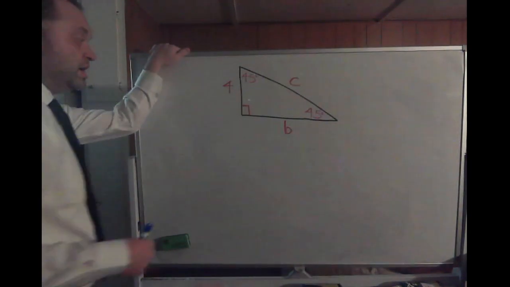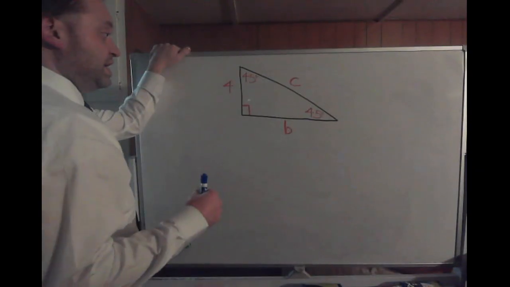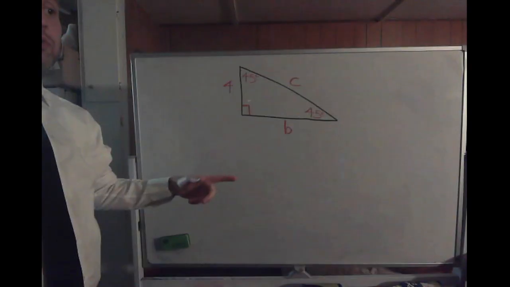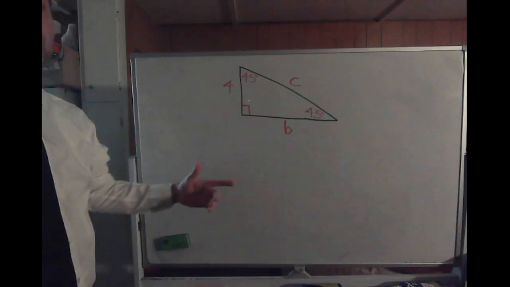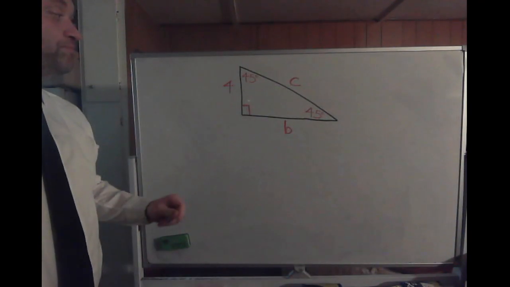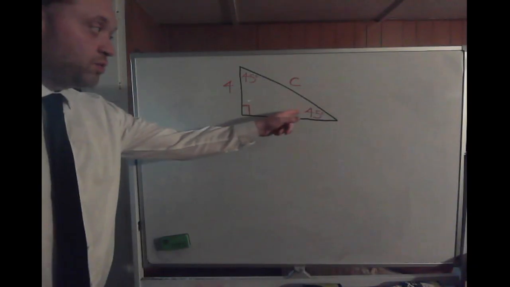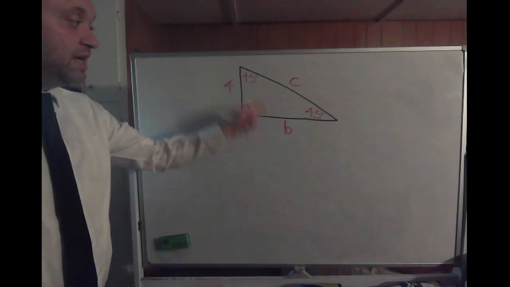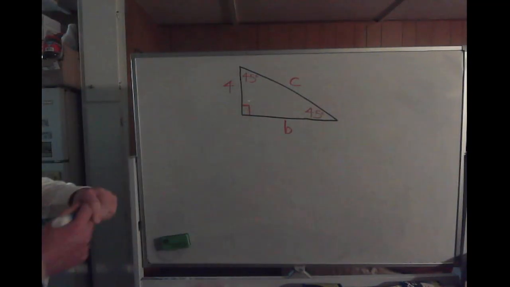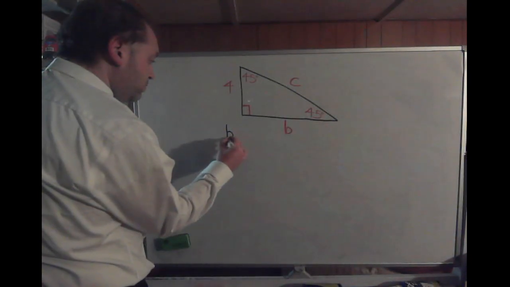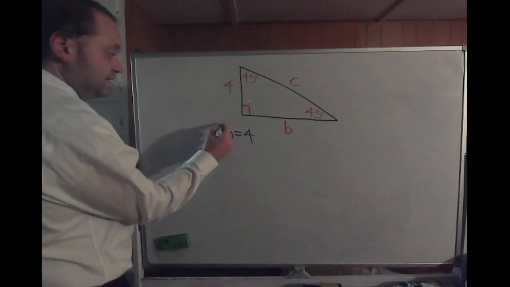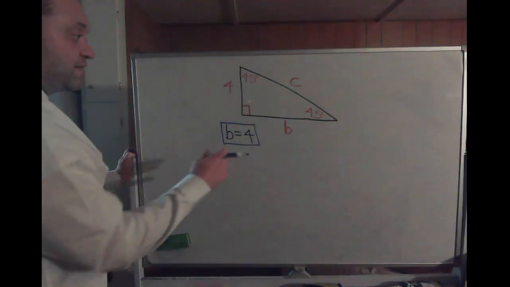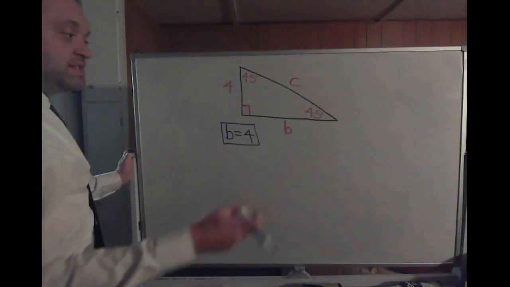Well, in a 45-45-90 triangle, you can actually apply the isosceles triangle theorem also, because it would be an isosceles right triangle. So if the side opposite this 45-degree angle, this leg, has a length of 4, that means that the leg opposite this 45-degree angle would also have a length of 4. So B equals 4. That's pretty easy. B is going to have a length of 4. So in these, if you're trying to find missing lengths of legs, apply your isosceles triangle theorem.